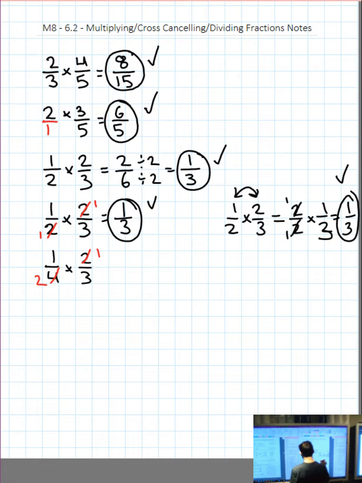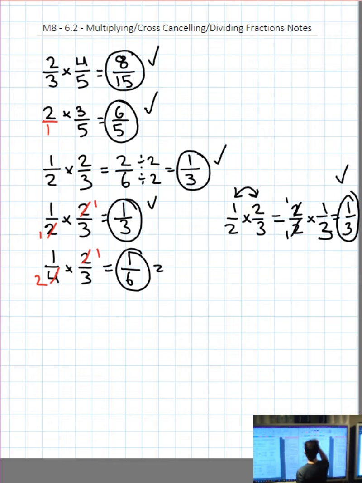Then I can simply multiply. 1 times 1 is 1. 2 times 3 is 6. I can circle my answer. And then I can check on the calculator. 1 divided by 4 times 2 divided by 3 is 0.16 repeater. And 1 divided by 6 is also 0.16 repeater.